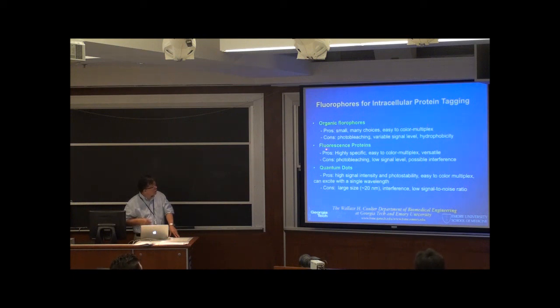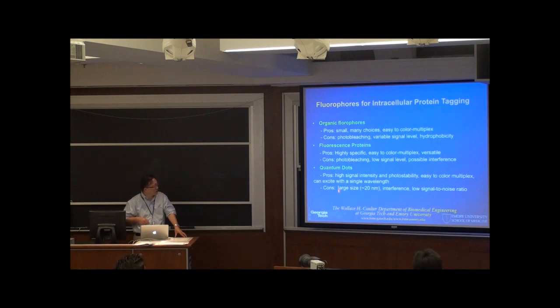So if you use fluorescent proteins, as I mentioned, the good thing is that it's highly specific, but the problem is, again, photobleaching, and also, in many cases, the signal level is pretty low. If you use quantum dots, you could have very high signal level. Also, you could have multicolor imaging because, as I mentioned, you can use different quantum dots with different emission wavelengths, and you can excite them with a single wavelength.